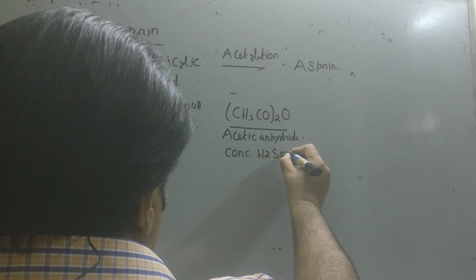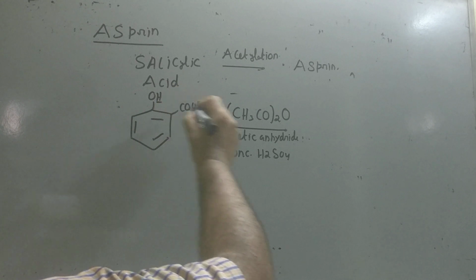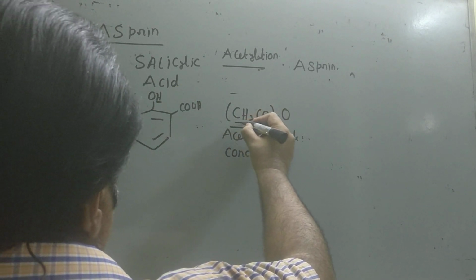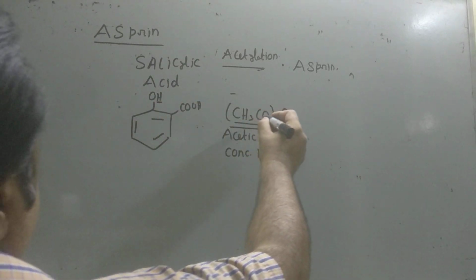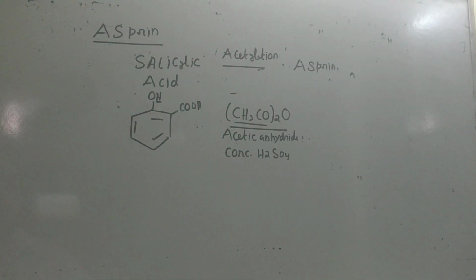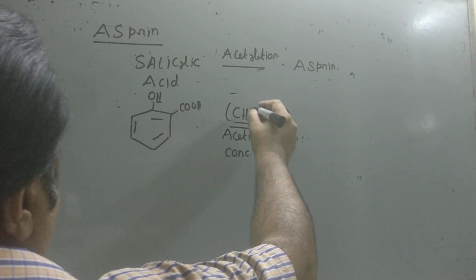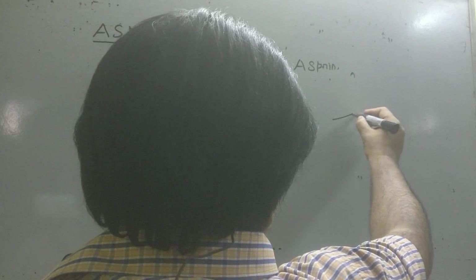What is going to happen is the hydrogen, the phenolic hydrogen, will be replaced by this group, CH3CO group. This is called acetyl group. Hydrogen replaced by acetyl group. That's why the process is called acetylation. Removing acidic hydrogen by acetyl group. This group is acetyl group, CH3CO group. So what we get is nothing but aspirin.